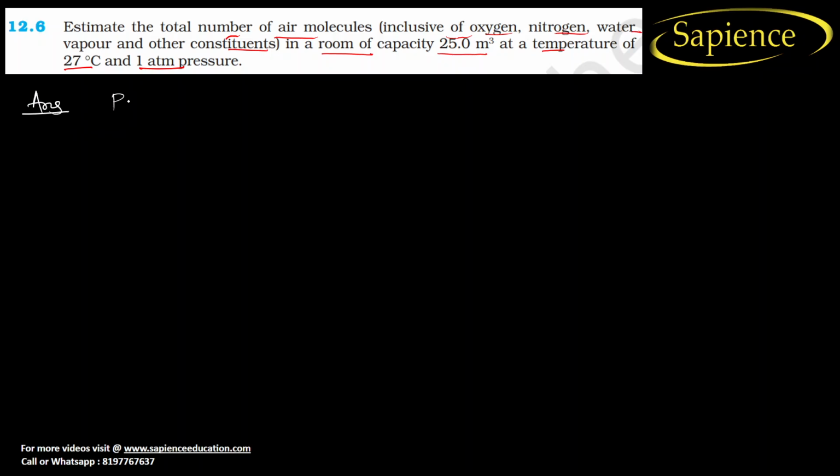As we know, PV is equal to number of moles into R into T. So from here we can find the number of moles as PV divided by RT. If we get the number of moles, then only we will be able to find the number of molecules. So how will you find the number of moles? Pressure is 1 atmospheric pressure, so this is 1.01 into 10 to the power 5. We can put here the value 1.01 into 10 to the power 5.